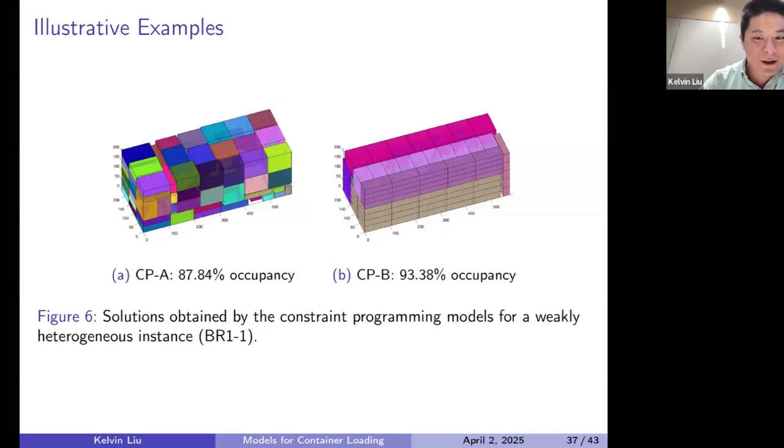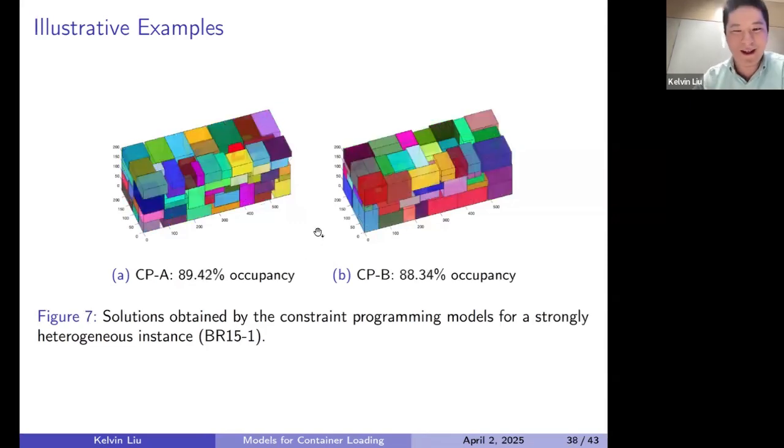Okay. So that's for weakly heterogeneous instances. What about a strongly heterogeneous instance? Well, it's quite a different story. So this will be an example. For this particular example, we actually find that CPA gets a better solution.